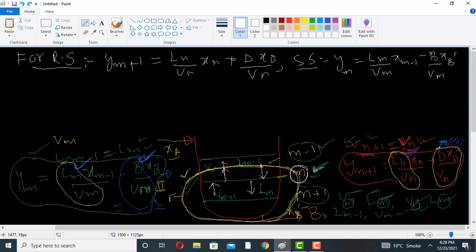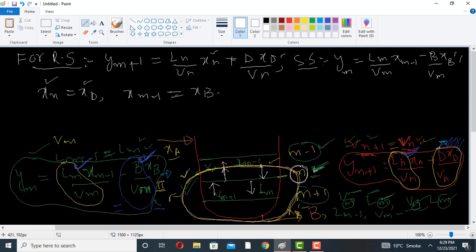Now this is for the stripping section and this is for the rectifying section. Now let's come to the rectifying section, the straight line equation for the rectifying section. So in place of xn, in the case of constant molar flow, xn is equal to xD, and similarly xn minus 1 is equal to xD.